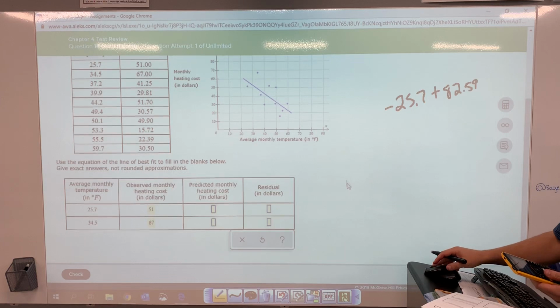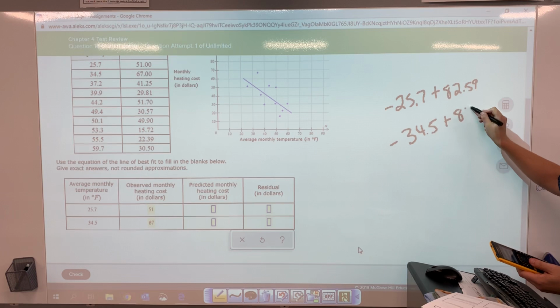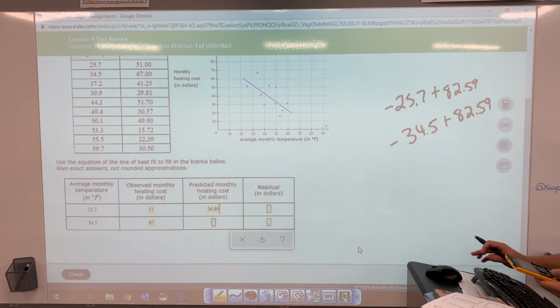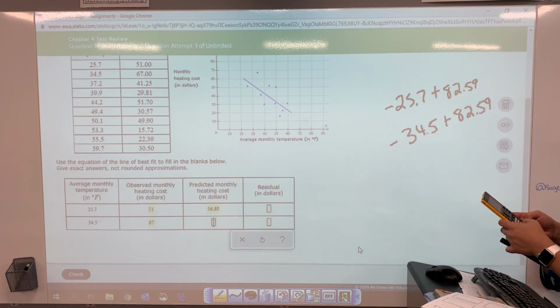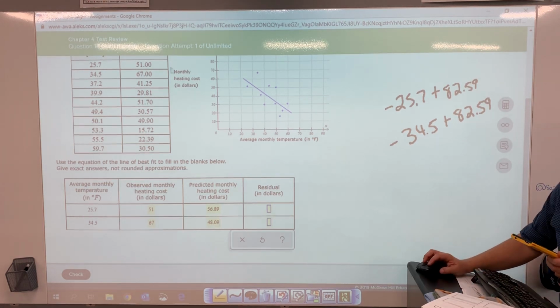And then my other equation is negative 34.5 plus 82.59. All right, so let's find out that. So this number is then 56.89. And this answer here is going to be negative 34.5, and then it's going to be plus 82.59, and that comes out to be 48.09. So what does residual mean?